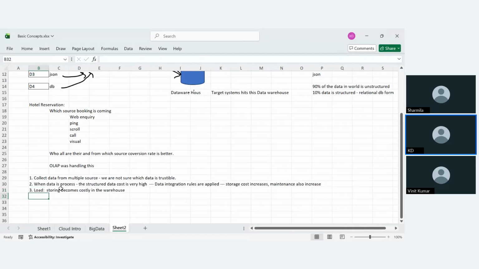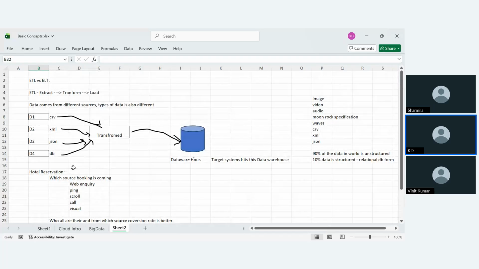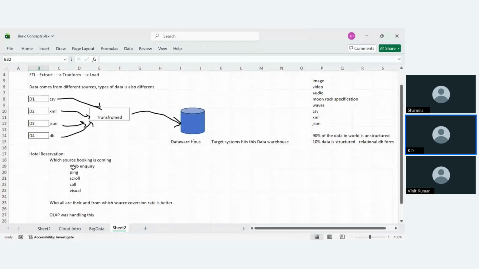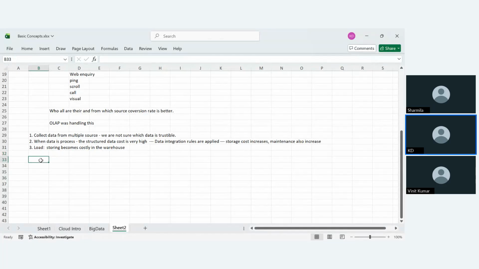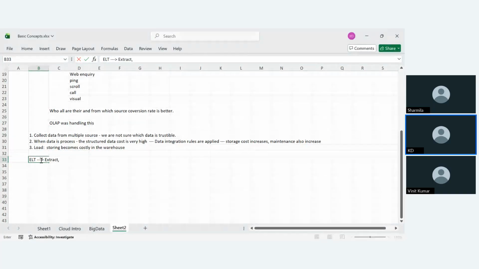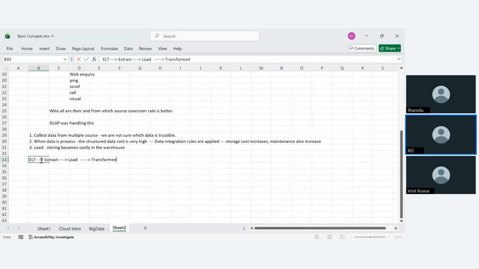Okay, so because of this concept, another concept was introduced, that is ELT. So ELT is just the opposite. The extract is the same. First of all, there is data. After extraction, data is loaded as it is, and then it is transformed.